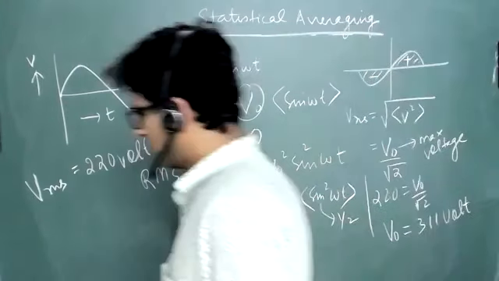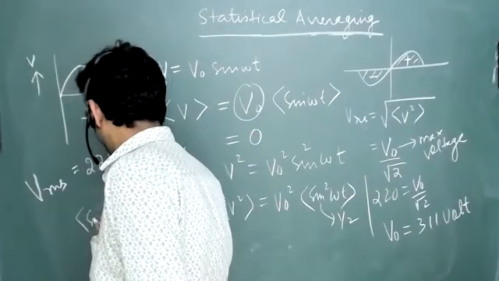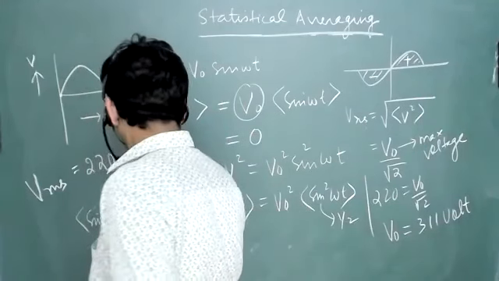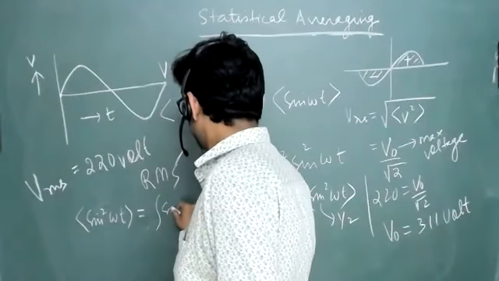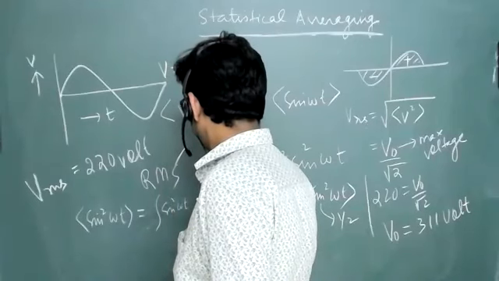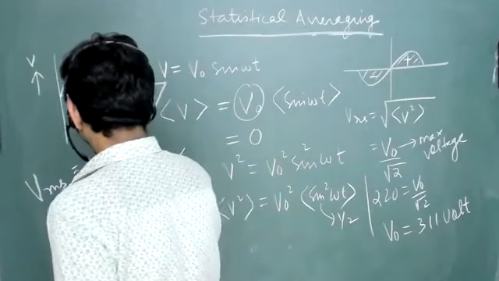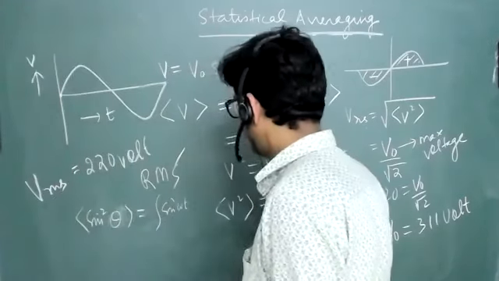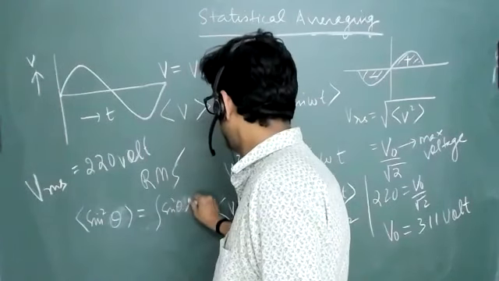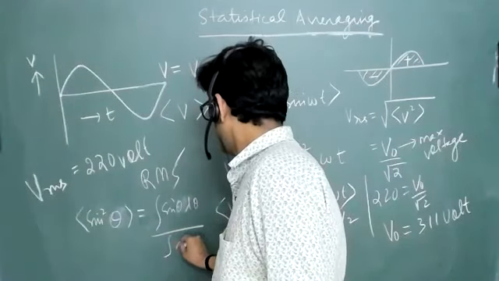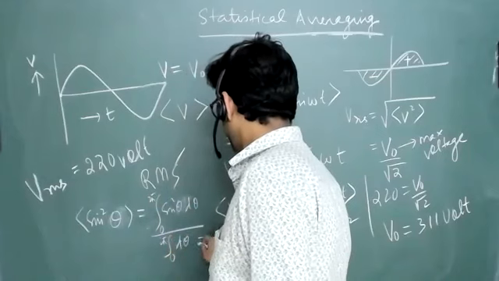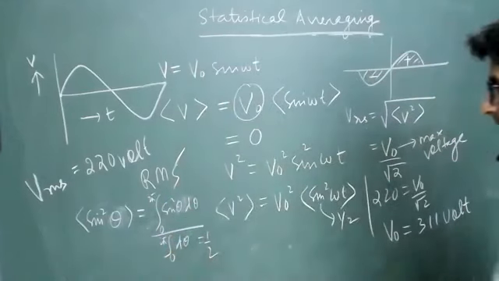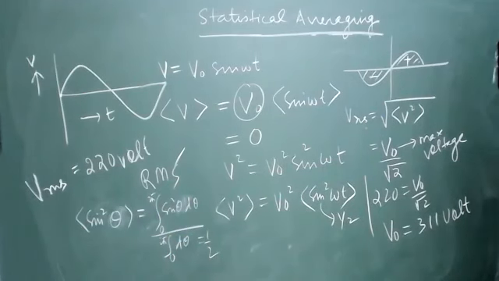If you want to calculate the average value of sine square omega t, you can again take integral of sine square omega t, and you can take omega t as theta if you want to be very, very simple. So it will become integral of sine square theta d theta upon integral d theta from 0 to 2 pi. This value will come out to be half. You can check this. Simple integration. Even cos square theta will also give half.